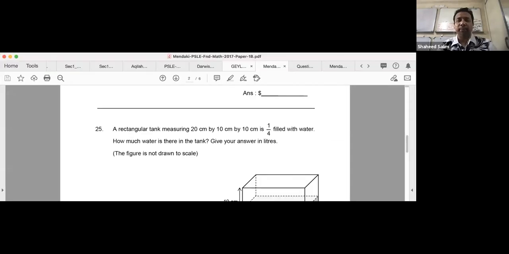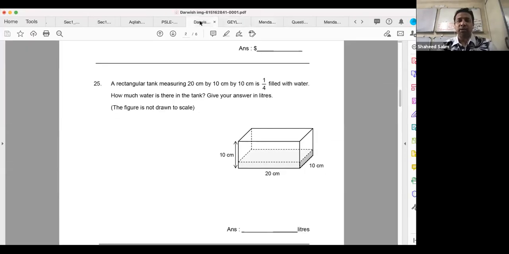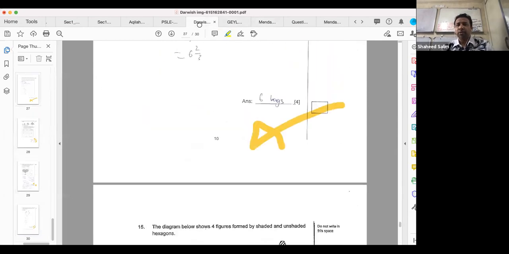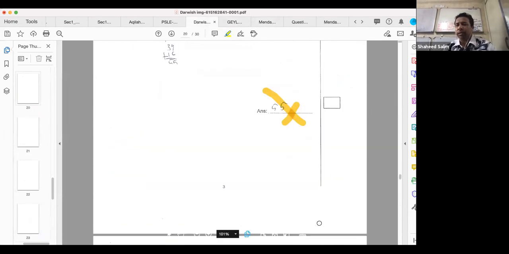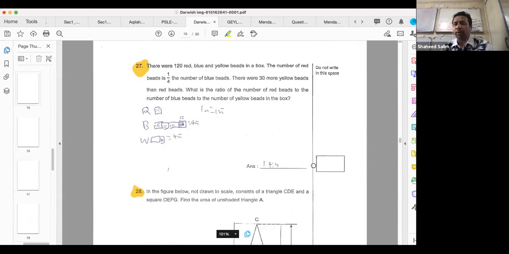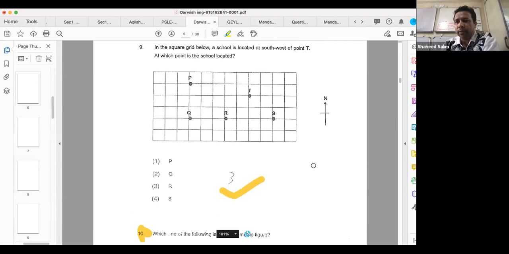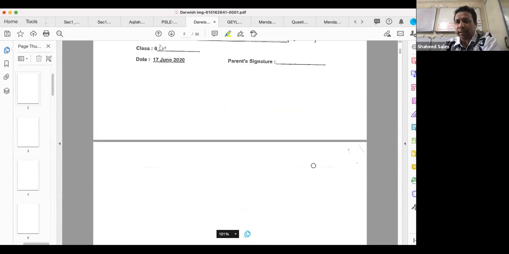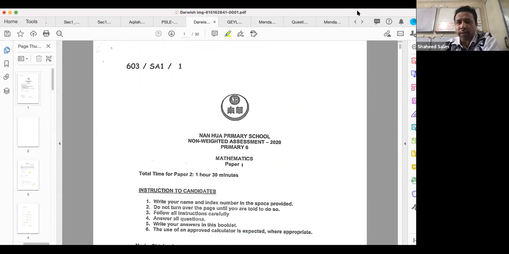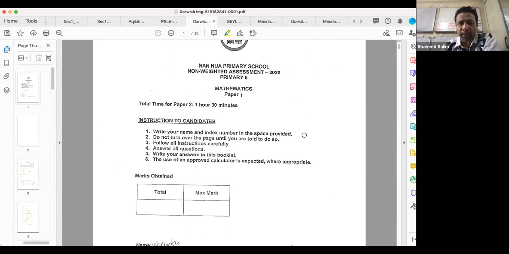Let me see. Yeah. So in future, I need you to ask your mom to also scan the answer key. Otherwise, I have to. But fortunately, this is on the internet, so no problem. Okay, let us see Darwish. This is Darwish. I've already marked it and we'll go through one by one. Are you able to see the screen? Okay, this is a Nanhua SE1 paper.